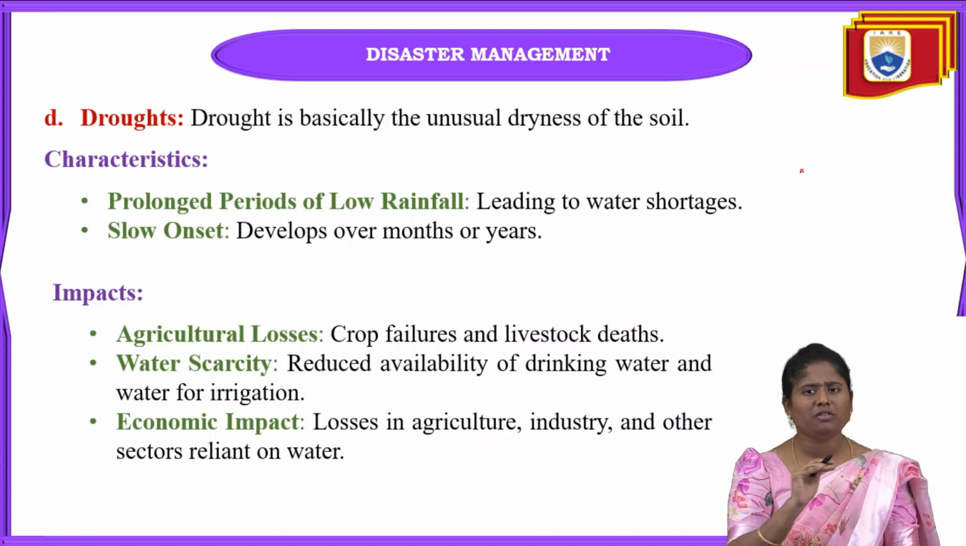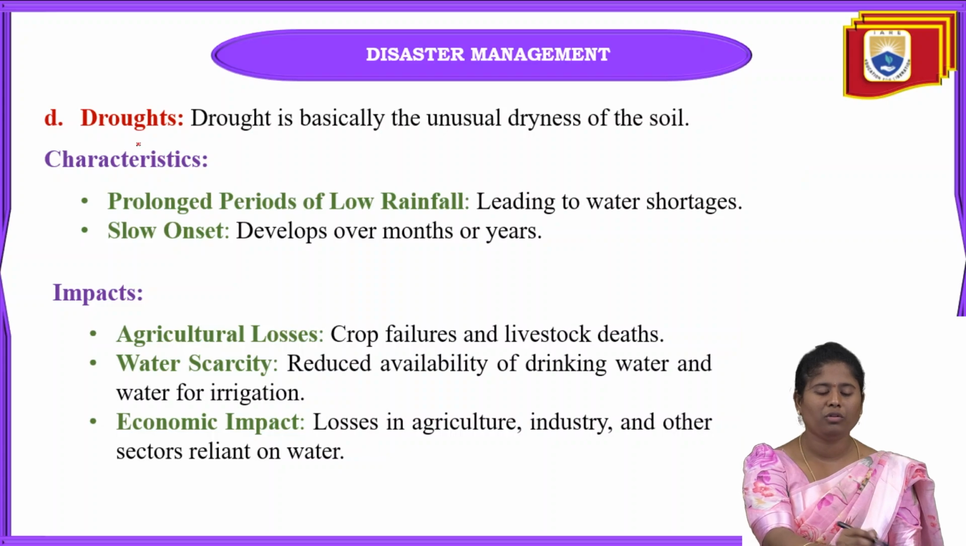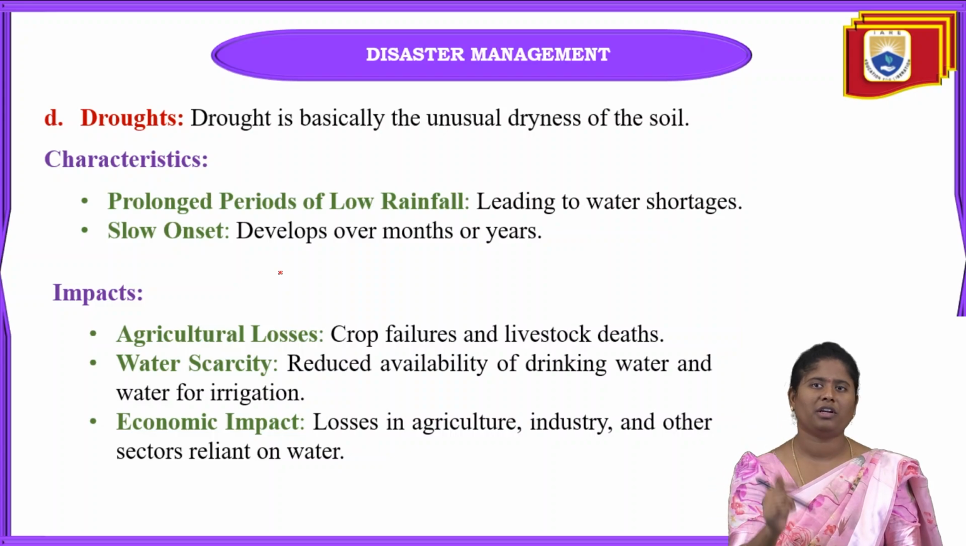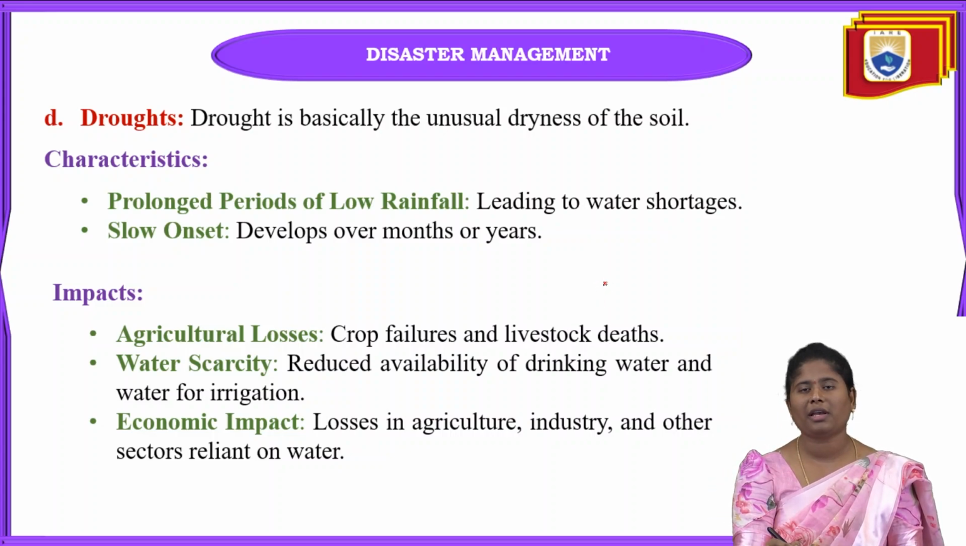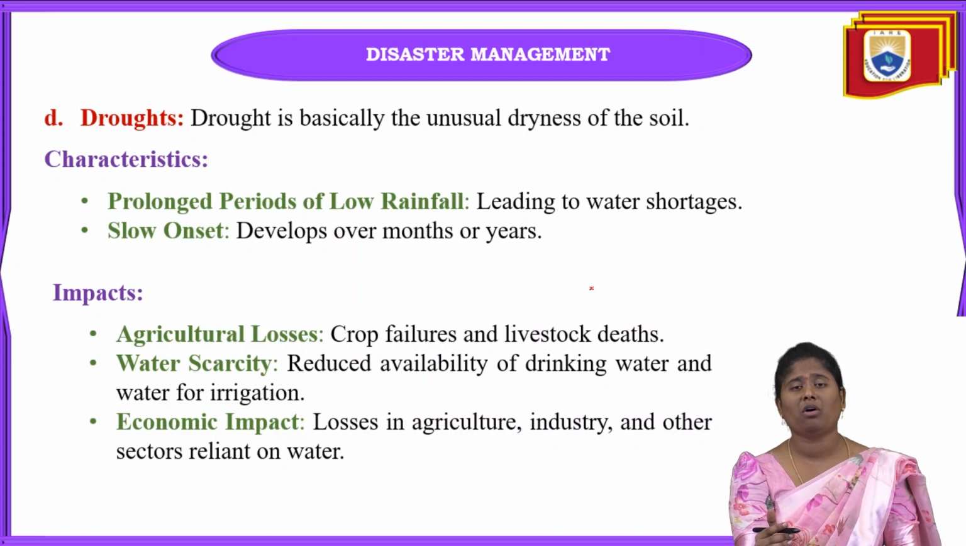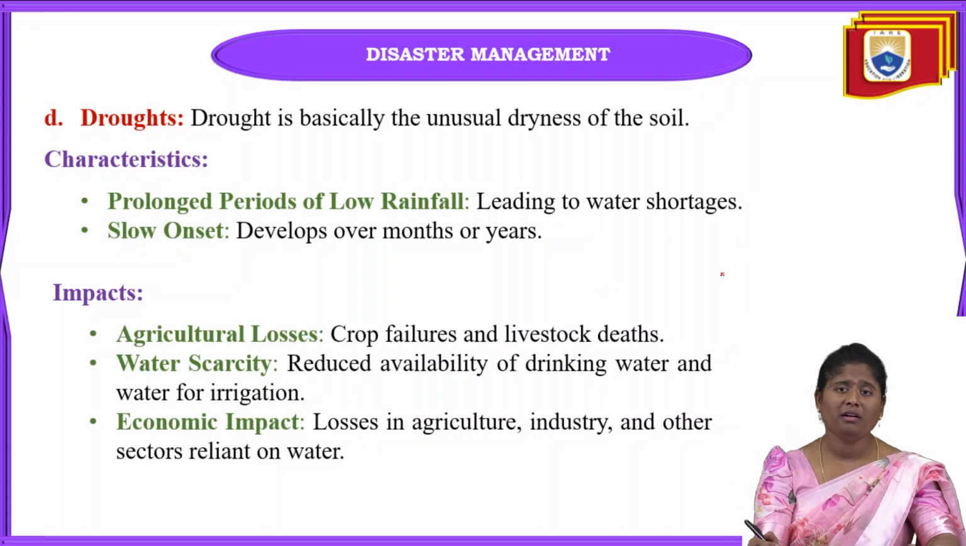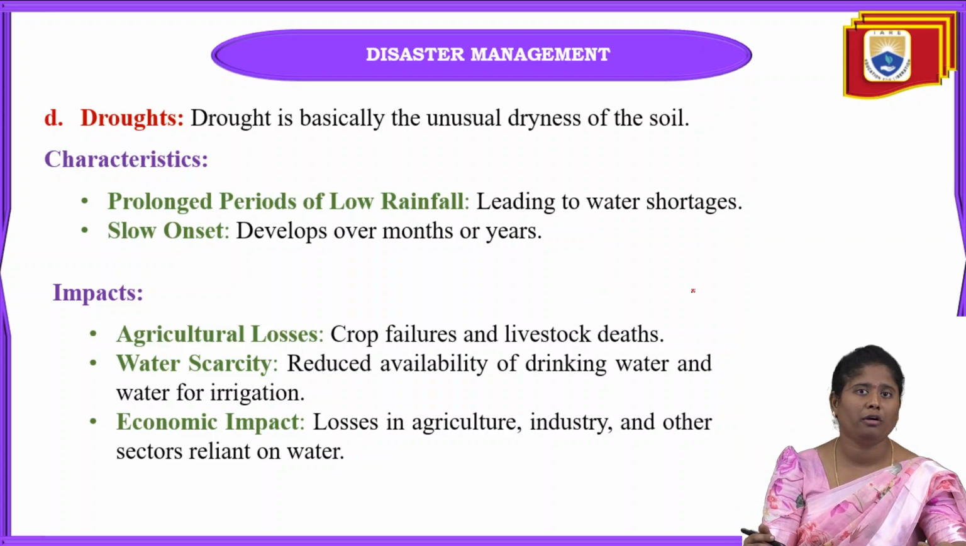If rainfall is not at all there, that will lead to droughts. Droughts are slow onset, and can develop over some months or even years. Next is impact. What is the impact of these droughts on our society? Mainly the agricultural process.